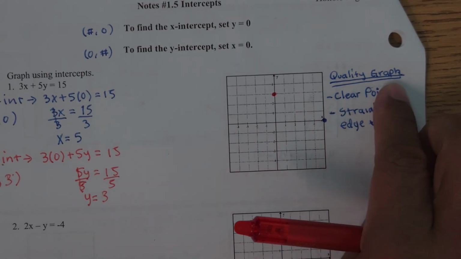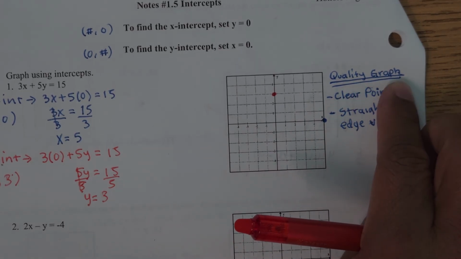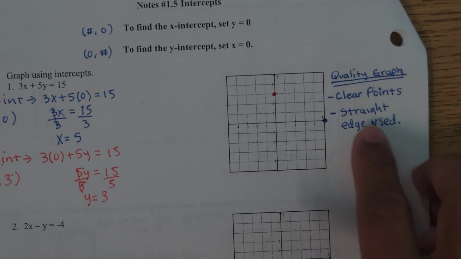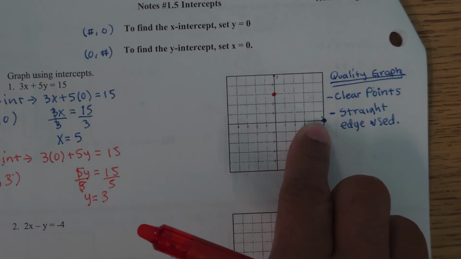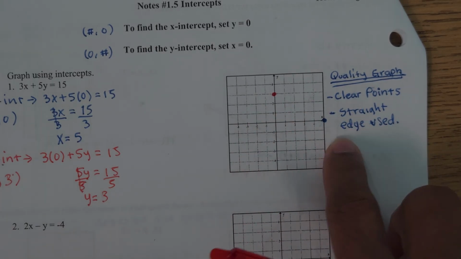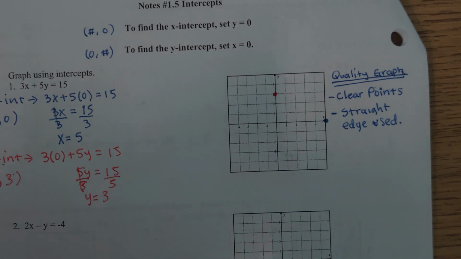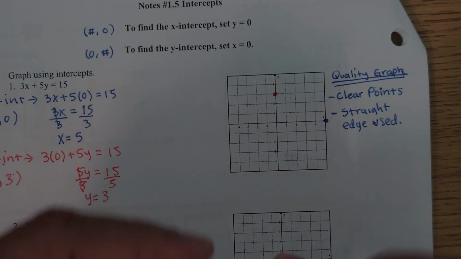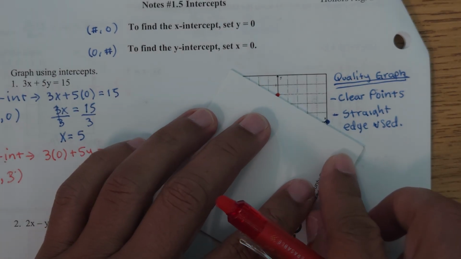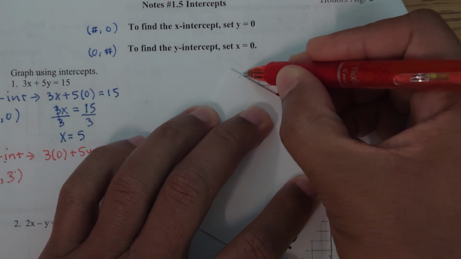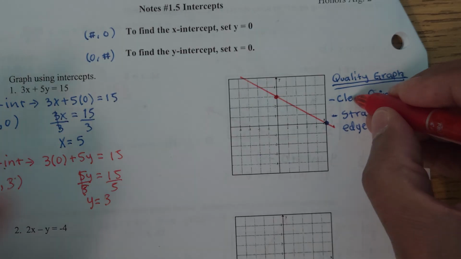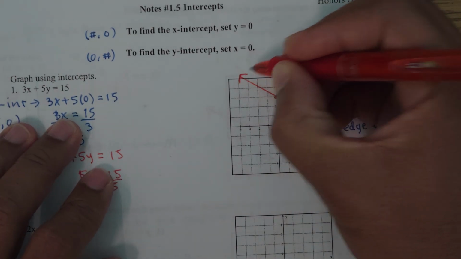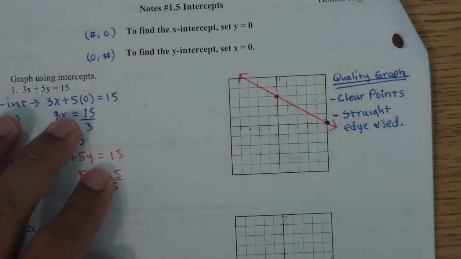I need to see a quality graph, because if the graph is not done well, then I can't really understand what you're doing. So make sure the points are plotted clearly, as you can see, as I did here, and then use a straight edge to connect the points. I'm going to use this paper here, you guys can use your ID, to connect the points so I can sketch the line. So this is the line that has the x and y intercepts we found.